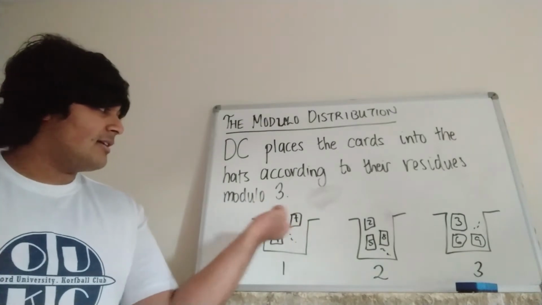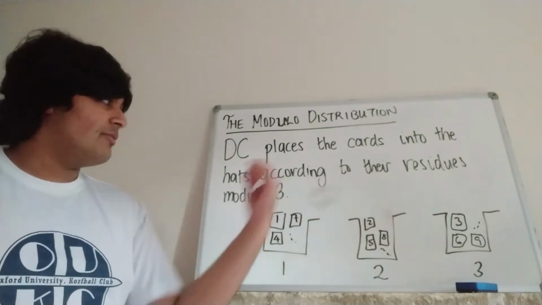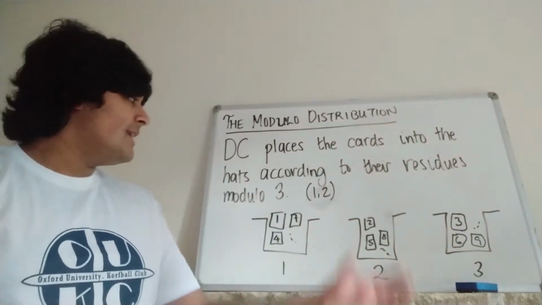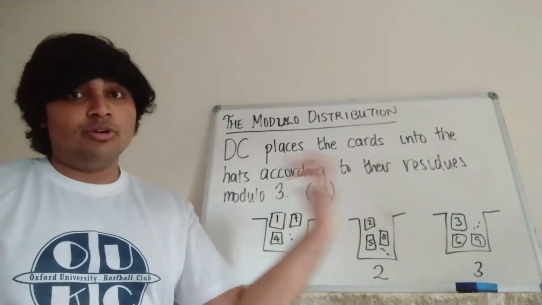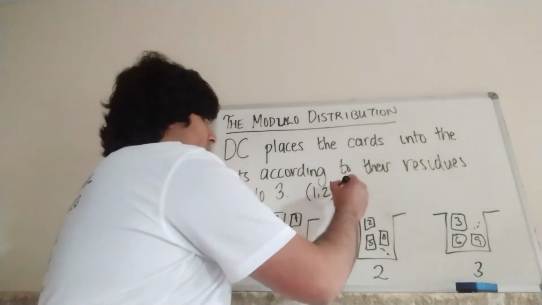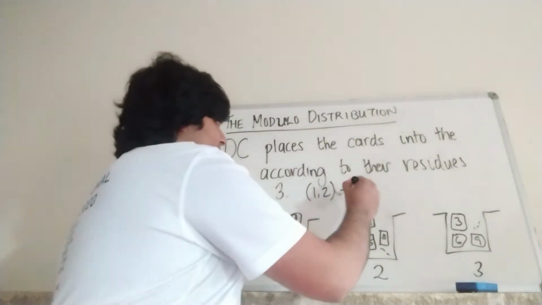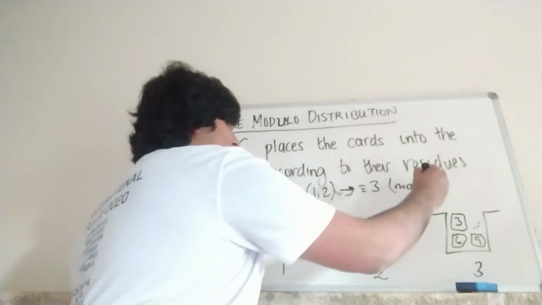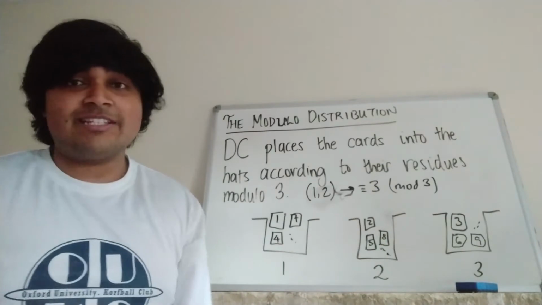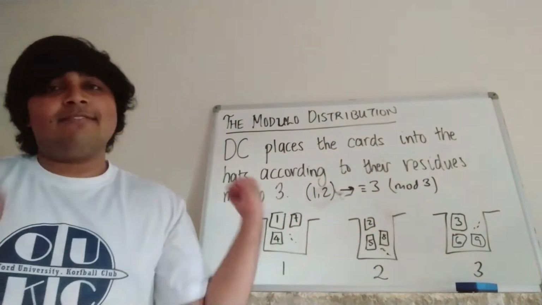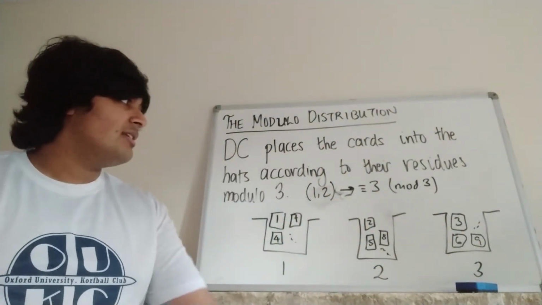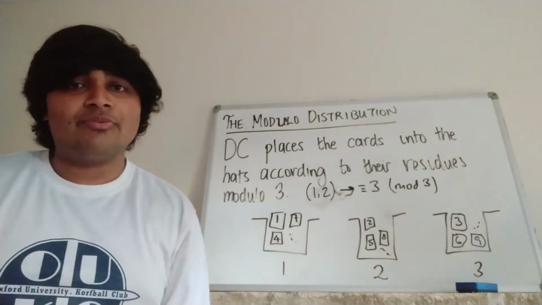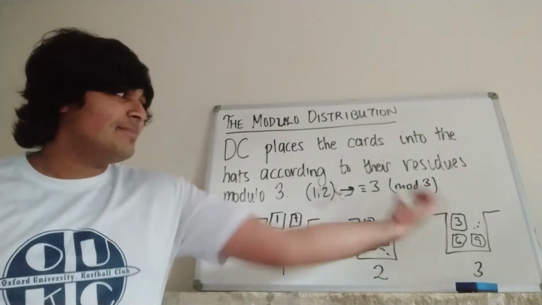So if the spectator's chosen one from here and one from here, so hats 1 and 2, the sum he's going to give is going to be congruent to 1 plus 2 mod 3, which is congruent to 3 mod 3. We usually write 0 mod 3, but that's 3 corresponding to that hat which isn't chosen. So if the spectator shouts a number which is congruent to 3 mod 3, then David Copperfield knows that the remaining unchosen hat is 3.